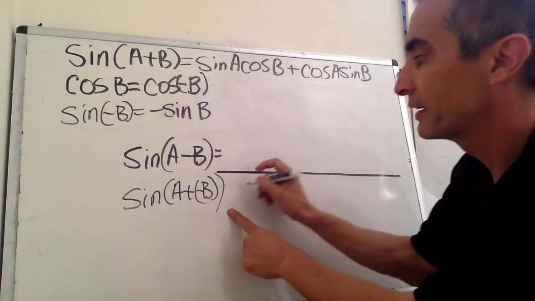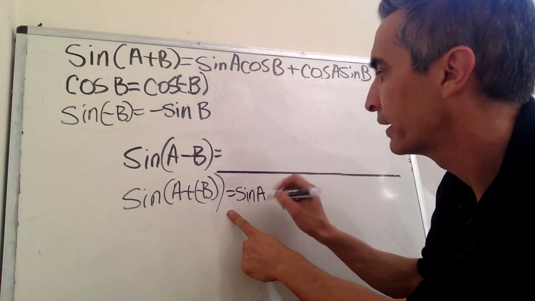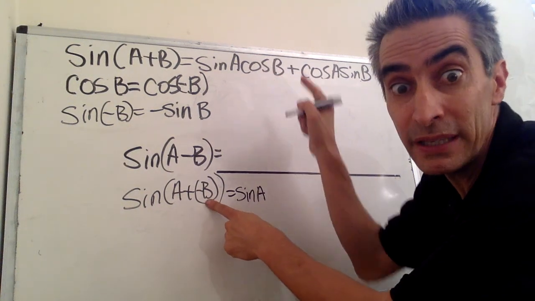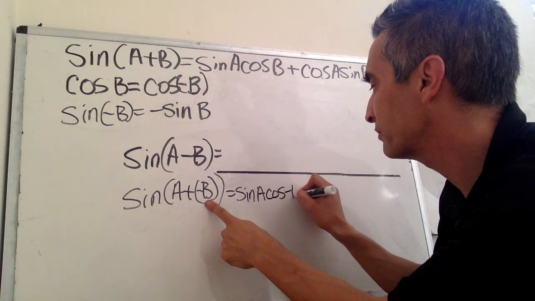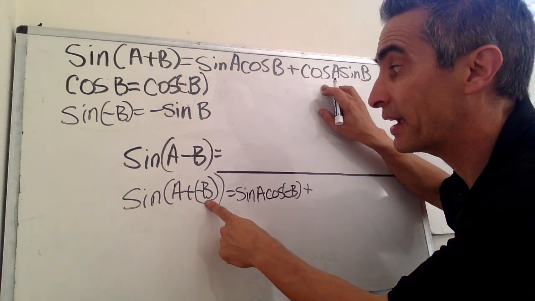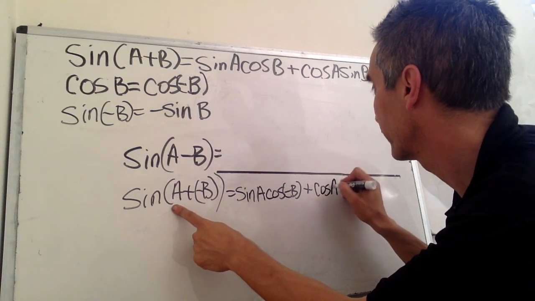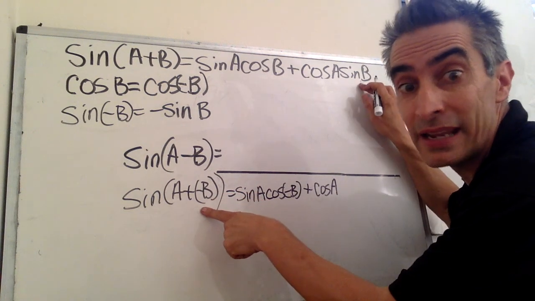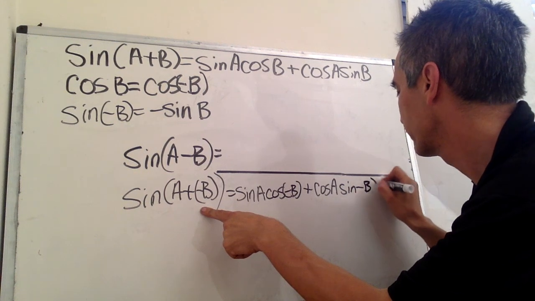So we're going to say this equals the sine of a times the cosine of b, but now our b is a negative b. So we write down the cosine of negative b plus the cosine of a, and here's a right here, cosine of a, times the sine of b. Oh, but our b is now a negative b. So we say sine of negative b.